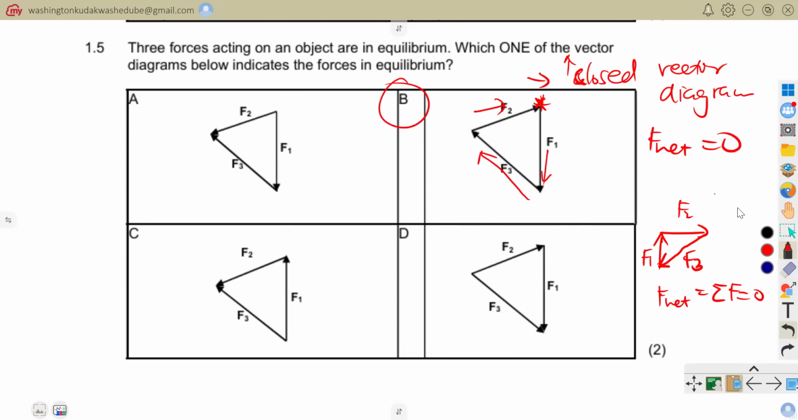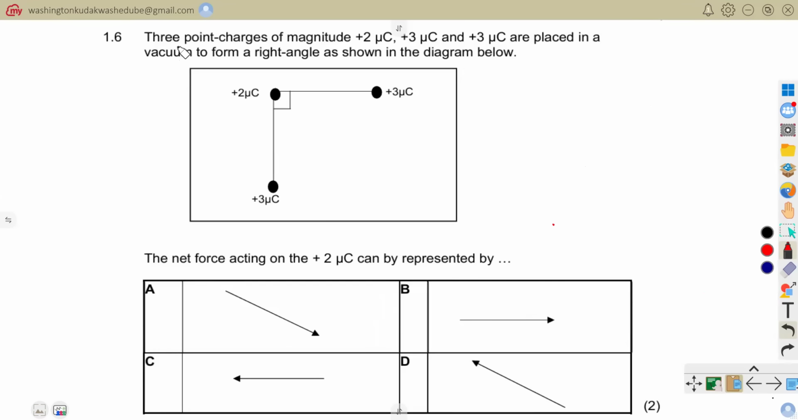Let's go to 1.6. Now 1.6 is saying three point charges of magnitude 2 microcoulombs, which is positive, 3 microcoulombs, which is positive, and 3 microcoulombs, which is positive, are placed in a vacuum to form a right angle triangle as shown in the diagram. So I've got positive 3, positive 3, positive 2 microcoulombs. The net force acting on the positive 2 microcoulomb can be represented by what?